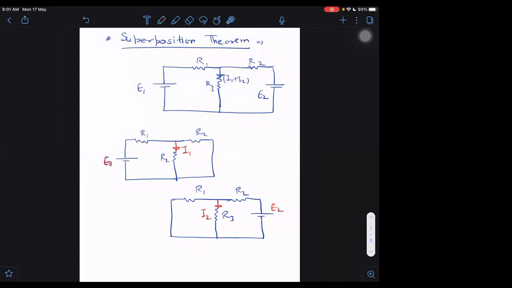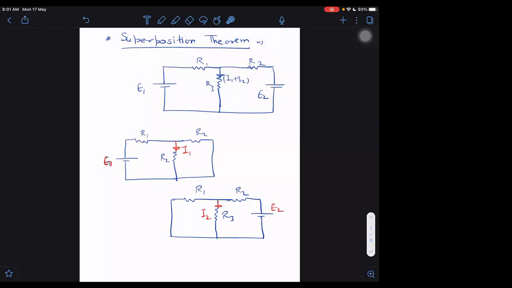And when both are there, then what would it carry? I1 plus I2. And this is valid not only for R3, it is valid for any of these. I can say what is the current in this one; let us say it is I1 in one case and I2 in the other case. Then what will be the net current? I1 plus I2. This will be valid for any resistance or any branch here.